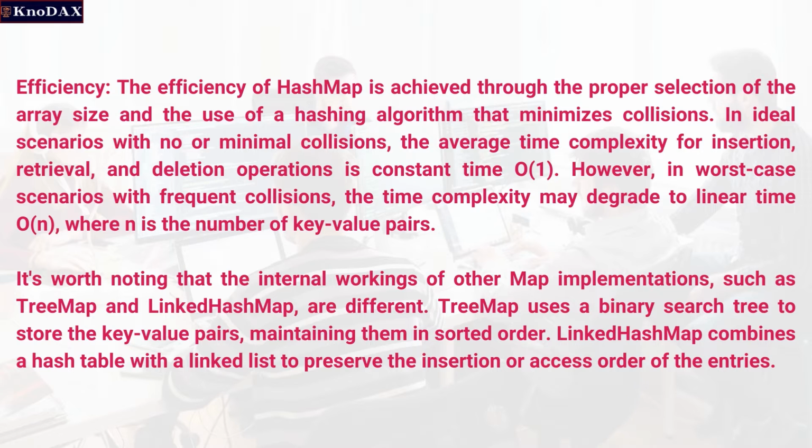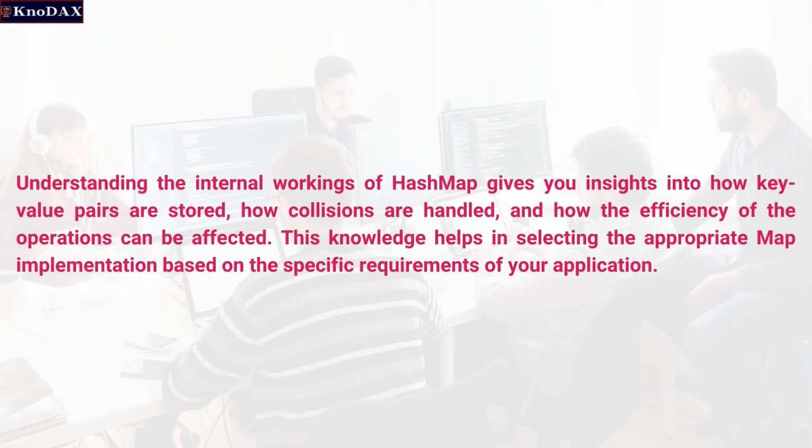It's worth noting that the internal workings of other map implementations, such as TreeMap and LinkedHashMap, are different. TreeMap uses a binary search tree to store the key-value pairs, maintaining them in sorted order. LinkedHashMap combines a hash table with a linked list to preserve the insertion or access order of the entries. Understanding the internal workings of HashMap gives you insights into how key-value pairs are stored, how collisions are handled, and how the efficiency of the operations can be affected. This knowledge helps in selecting the appropriate map implementation based on the specific requirements of your application.